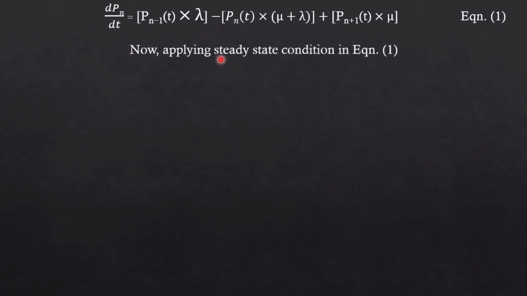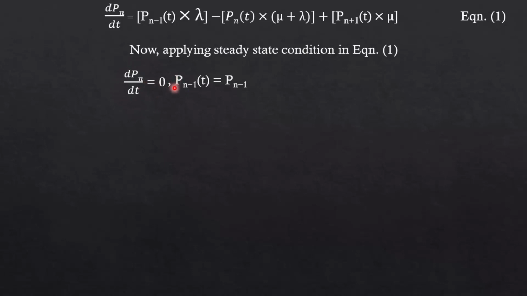Now let us apply the steady state condition in this equation 1. We know that in steady state condition, the system is independent of time. When we say independent of time, this means that the change in probability with respect to change in time is 0. That means the change in probability does not depend on time. So here this left hand side will be 0.